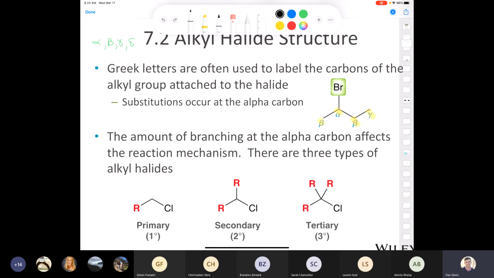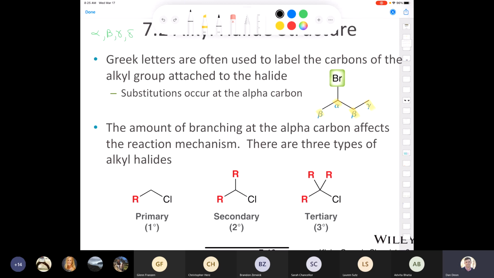All right, now what about the substitution on that alpha carbon? That's going to be important to us as well. So when I describe an alkyl halide as being primary, secondary, or tertiary, you have to know what that means. For example, if you have an alkyl halide that has only one R group attached to the alpha carbon, that's a primary alkyl halide. If you have 2 R groups attached to the alpha carbon, it's a secondary alkyl halide. And if you have 3 attached to the alpha carbon, right, these are all alpha carbons that I drew in here, 3 substituents on your alpha carbon, it's tertiary.